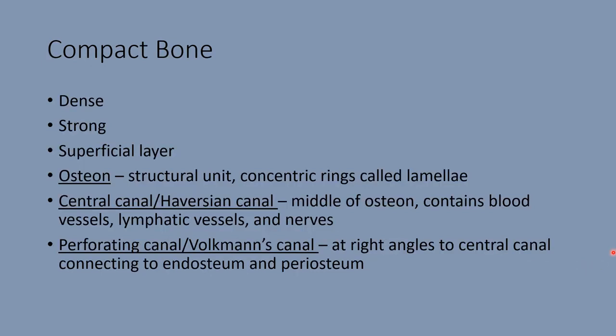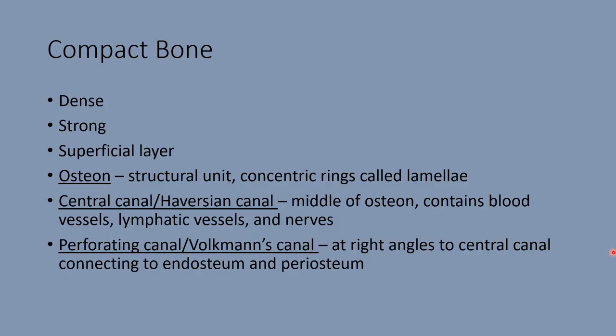Now, when we talk about bones, we talk about either compact bone or spongy bone, usually. Compact bone is very dense. It's always going to be the most superficial layer. It's very strong. You want it to be the outermost superficial layer because of its strength. The structural unit is called an osteon. Once again, I know all these words sound so similar.